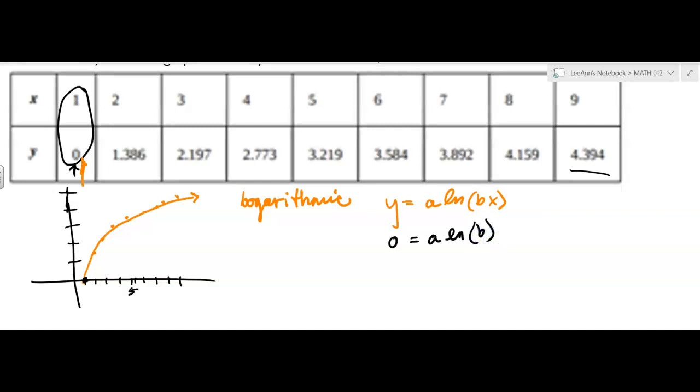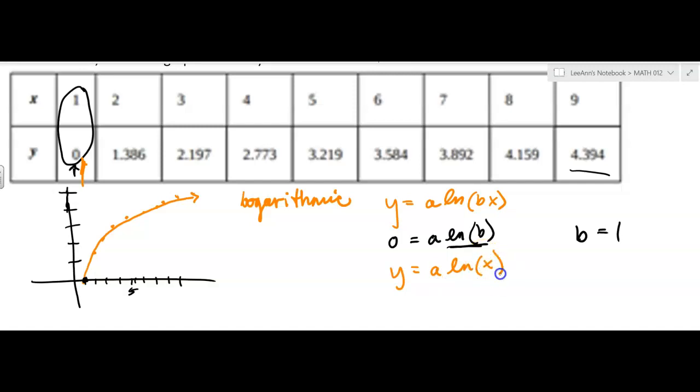Right? Okay, so that tells me that if I'm going to get 0, A can't be 0, because then the whole thing would be 0. So then I'd have to say, when does the natural log of B equal 0? B has to be 1. So you're going back to your logarithm properties. Okay, so now I know B is 1. So now I have this model, y equals A natural log of x.